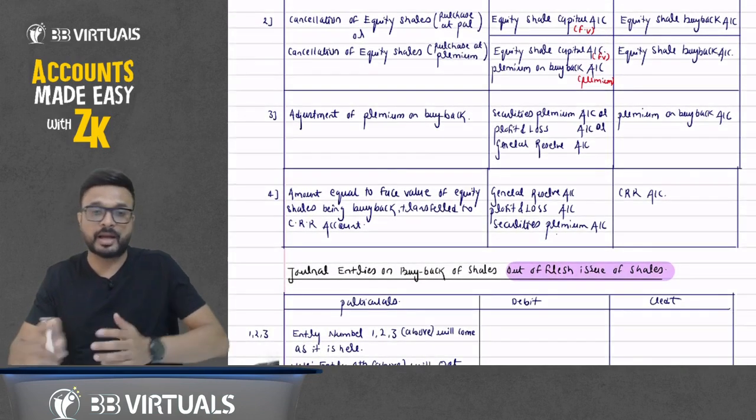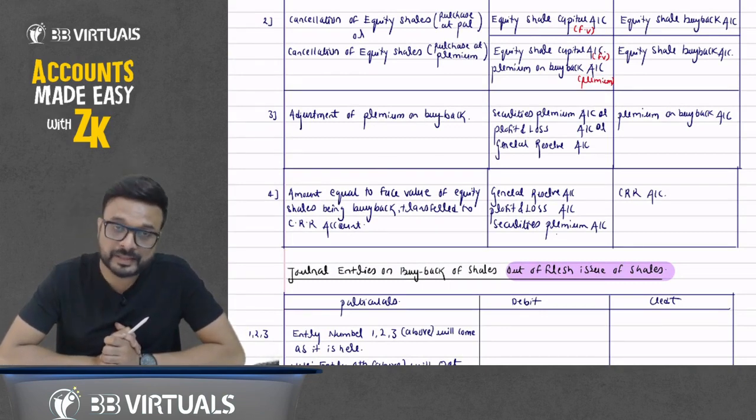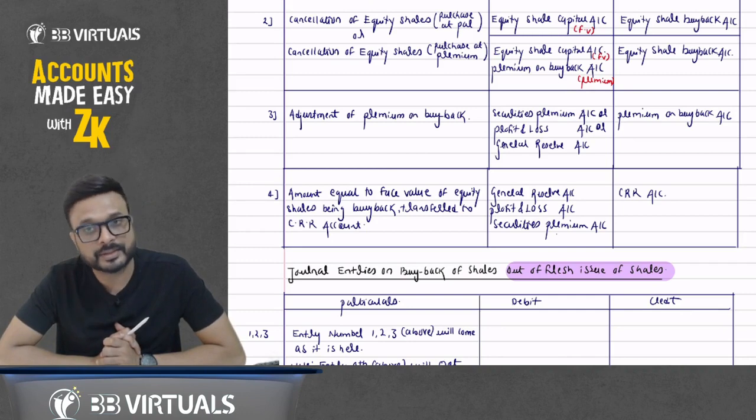Now, if you are doing buyback out of profit, by law we have to transfer the face value of buyback of shares to a CRR account. When we transfer to CRR account, we can utilize free reserve. Free reserve means any reserve that can be utilized for the purpose of dividend. We call it free reserve.